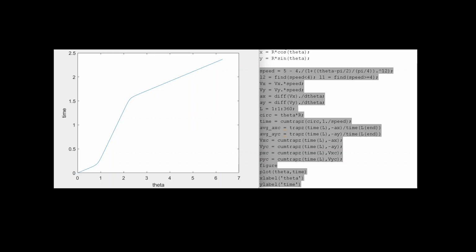However, to discover the system's position throughout time, we must first reparametrize the system in terms of time. We do this by integrating the inverse of the mass's assumed speed over the arc length of the circular path. Because we have started with an assumed speed and position as a function of the positional angle theta, time is not an independent variable, and we'll notice that if we plot time versus theta, it's not a linear graph.